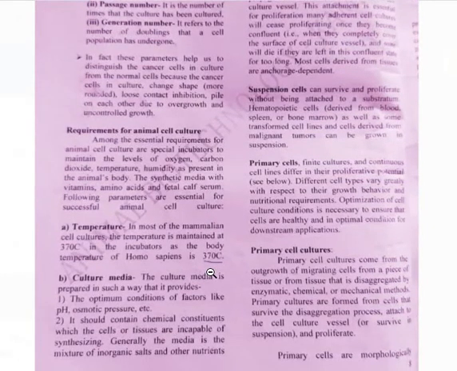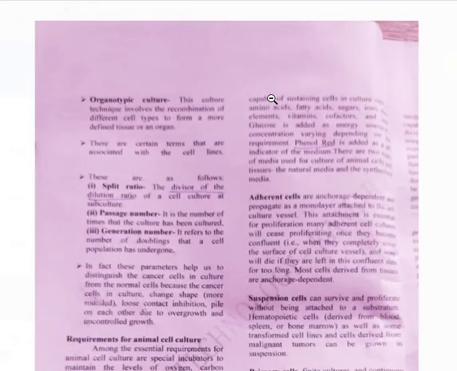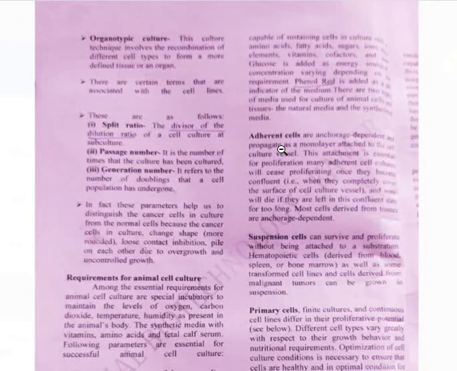And the requirements for an animal cell culture: as you know, temperature is very important, and the normal temperature you have to maintain is 37 degrees Celsius. The culture media can be prepared in many ways, but we should be careful with the nutrient content. Also pH, osmotic pressure, etc. should be very carefully maintained. The chemical constituents while preparing the culture media are also very important. The presence of inorganic salts and nutrients should be taken into careful account.